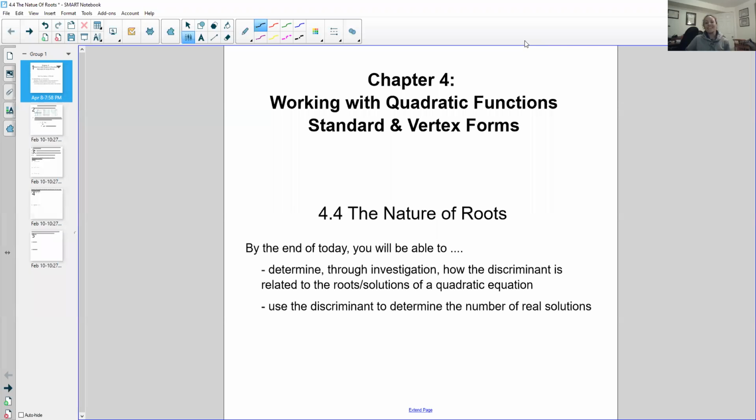Hi guys, welcome to section 4.4. Today you're going to learn about something called the discriminant. And the discriminant helps us to determine how many roots we are going to have in our quadratic before we actually look at any of our graphs.